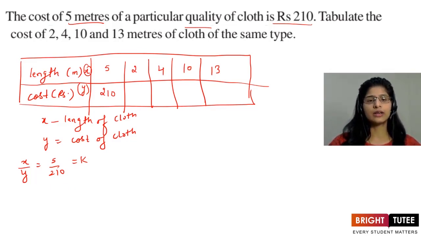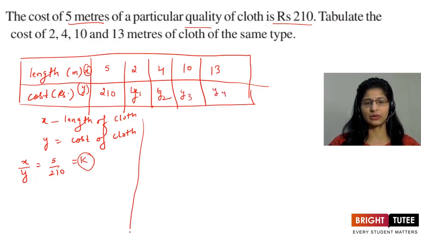Now when x is 2, we have to calculate y. We know x, y, and we know now k. k is always going to be the same. So I can just write it as, let us represent it with y1, y2, y3, y4. These are the values that we have to calculate. So for the first one, x upon y, which is 5 upon 210, is equal to 2 upon y1. Why are we writing that? Because they are in direct proportion with each other, right?